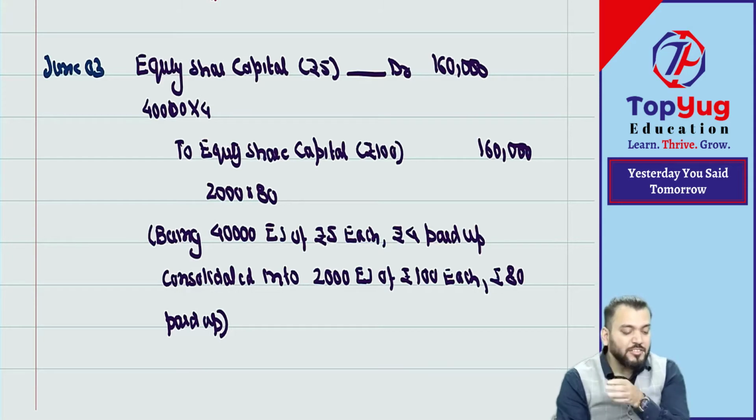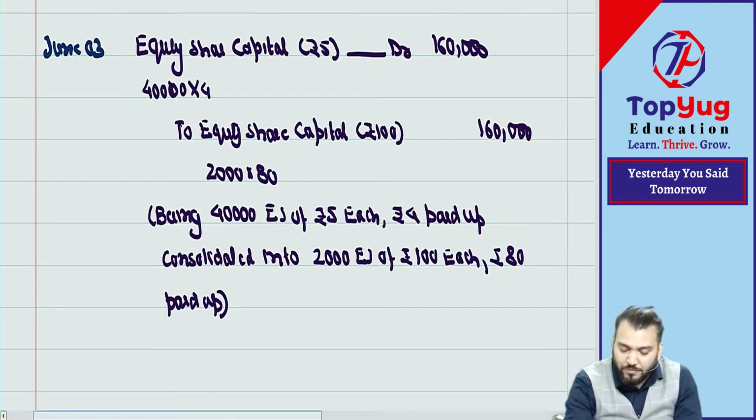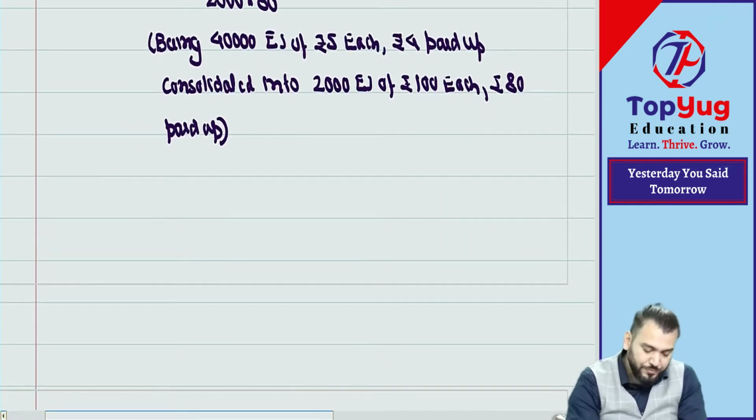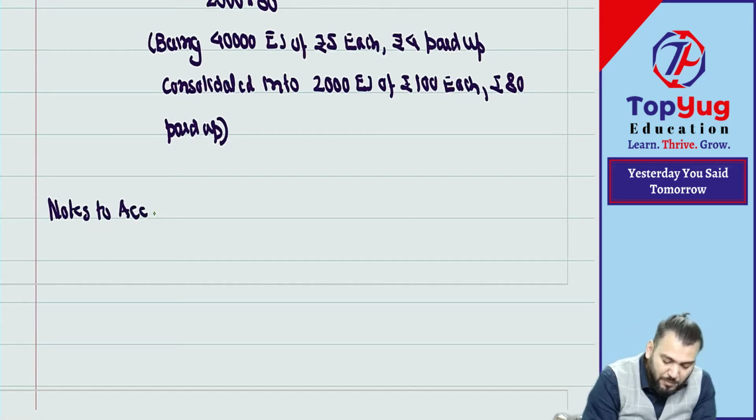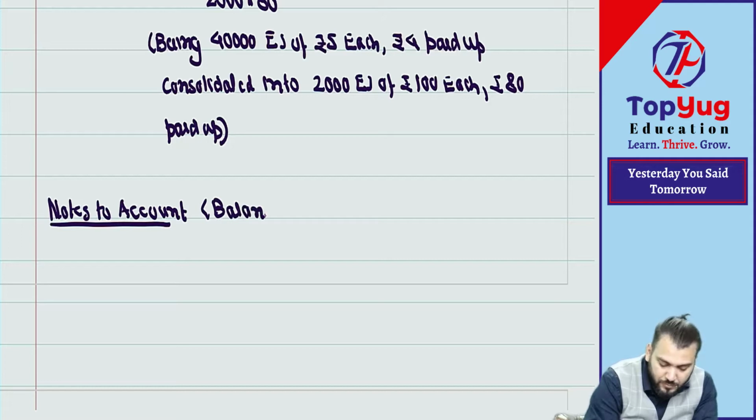Now they have also asked for the extract of notes to account. What do you write down in the notes to account? Let us prepare the notes. They have asked for notes to account for the balance sheet. You can write down for the balance sheet now. For 3 years they have asked.